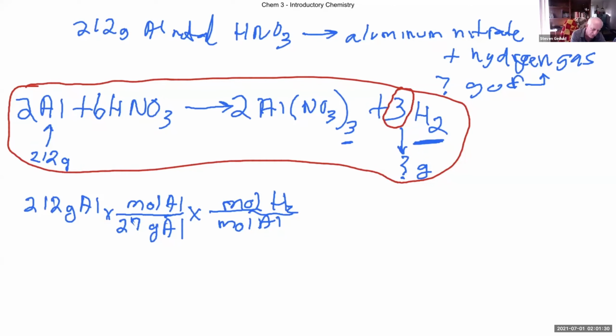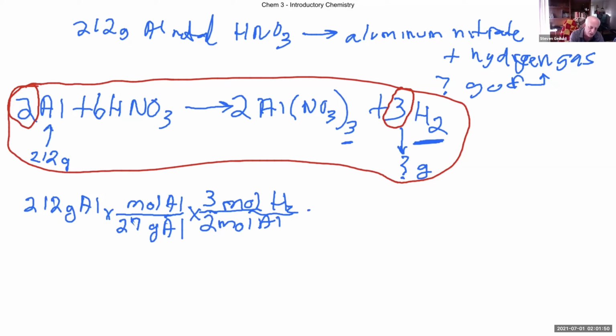And how many moles of aluminum is that going to react with? 2 moles. How many moles of aluminum is there? 2. Perfect. That's what my chemical equation says. 3 moles of hydrogen are going to be produced by 2 moles of aluminum.